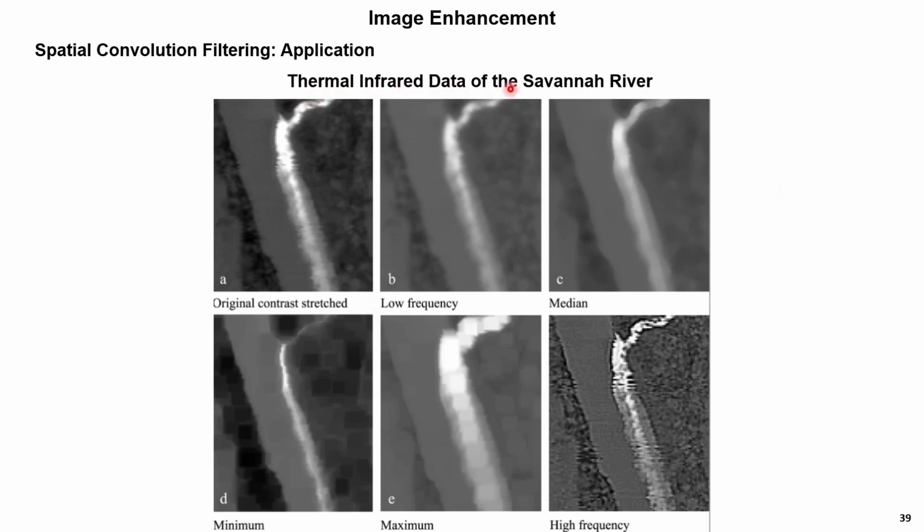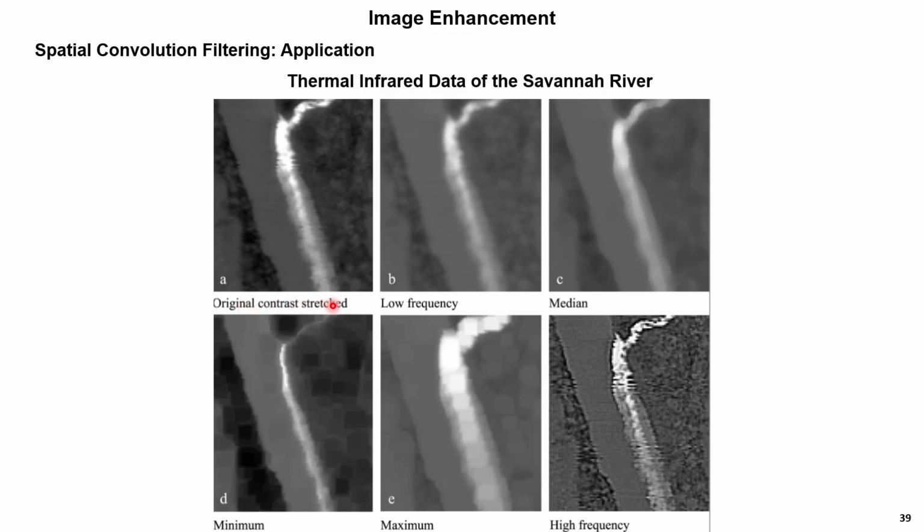So this is one of the applications. This is thermal infrared data for the Savannah River. Here there is a river. This is the actual river, and from one of the drainage channels, industrial effluent is being discharged. Industrial effluent usually will be at a higher temperature than your river water. So in thermal infrared, you can see this is a higher temperature and this is a lower temperature, and your industrial waste movement can be tracked.